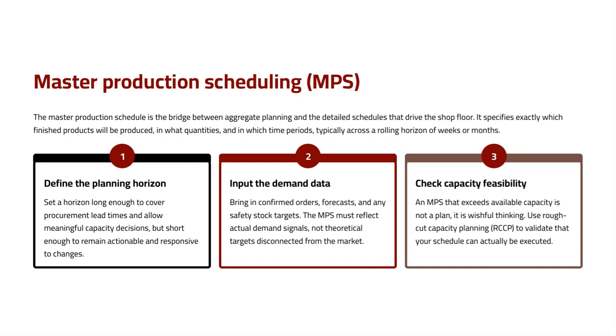The Master Production Schedule, or MPS, serves as a crucial bridge between aggregate planning and the detailed schedules that guide the shop floor. It clearly defines which finished products will be produced, in what quantities, and during which time periods, typically over a rolling horizon of weeks or months.